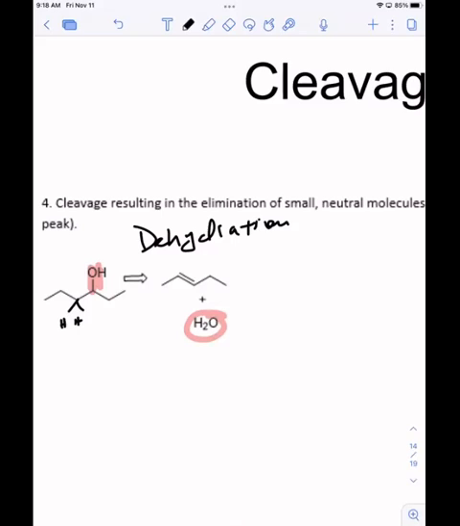If we're studying mass spec, what is the basis of our study? What are we studying? What does mass spec tell us? Atomic weight. Yeah, so molecular weight, molar mass, right? So if I have water in my spectrum, where should that show up?